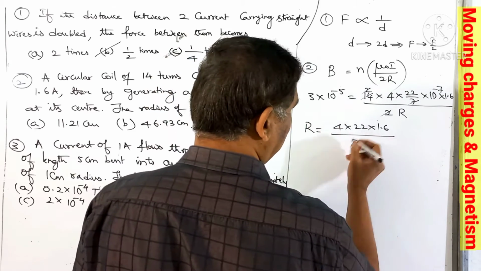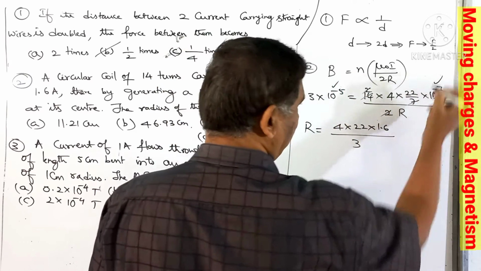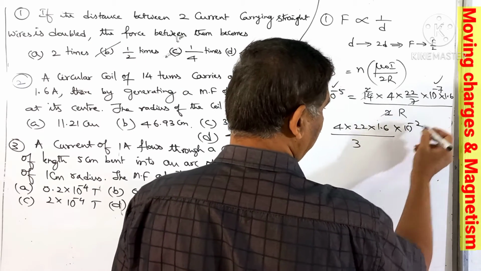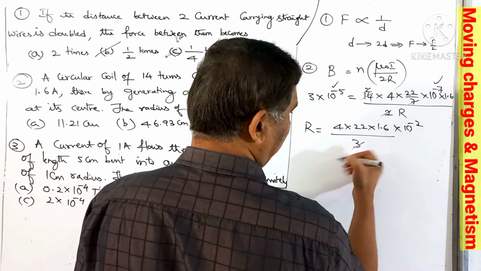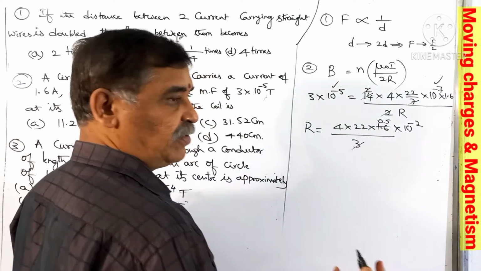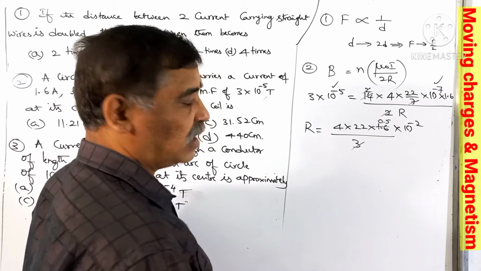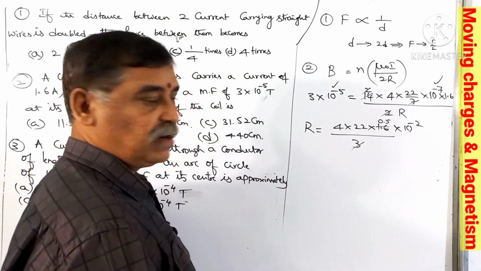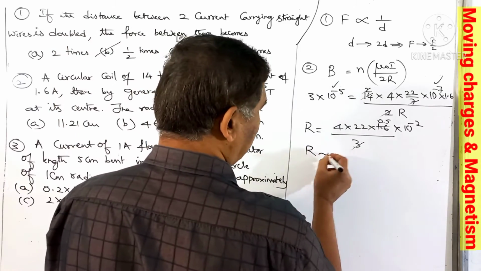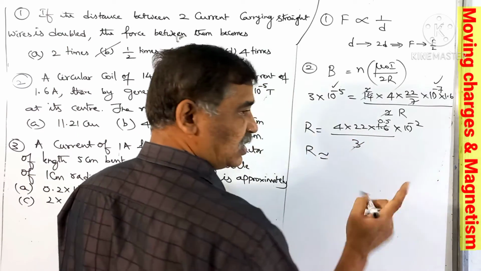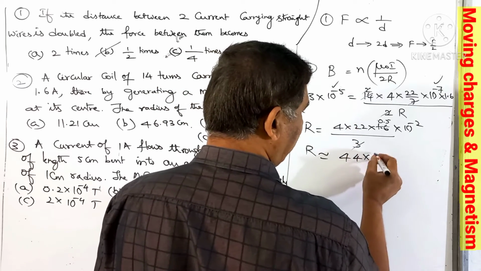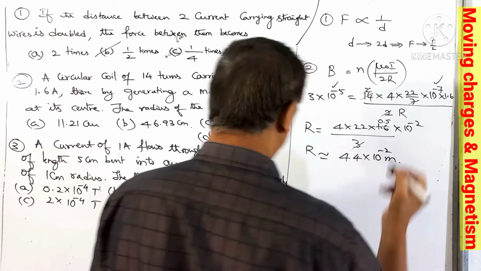So 3 goes to denominator. 10 power minus 5, here 10 power minus 7. So if we simplify, right hand side we have 10 power minus 2. This I will take as 0.5 times approximately. So 3 into 5 is 15, so I take 0.5 into 3 is 1.5. 1.6 is given, make it as 0.5 approximately. So r is approximately 0.5 into 4 is nothing but 2. 2 into 22, 44. 44 into 10 power minus 2 meter.